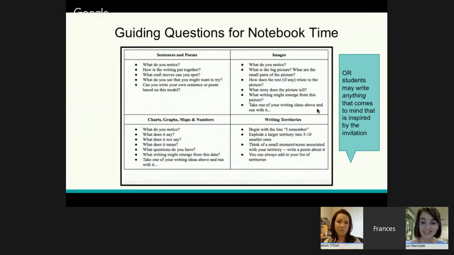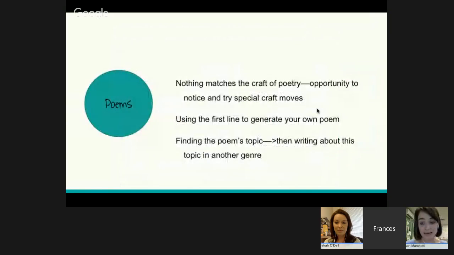Okay, so let's start with poems. Happy National Poetry Month, by the way. Poems. Why do we include poems in notebook time? Well, first of all, we believe that nothing matches the craft of poetry. Poetry offers a real opportunity to notice and try the very special craft moves of the poets that we love.